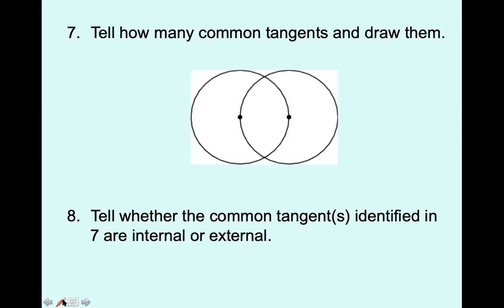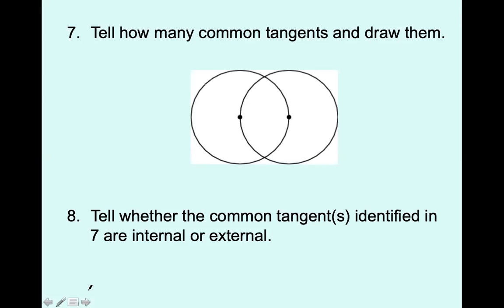This time, we're asked to talk about common tangents. So we have some different kinds of tangents. Common tangents are tangents to more than one circle at a time. And then there are internal tangents and external tangents. It has to do with whether or not the tangents intersect a segment that would join the two centers of the circles.